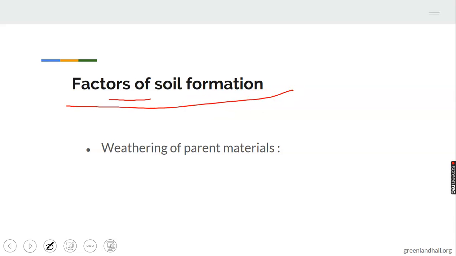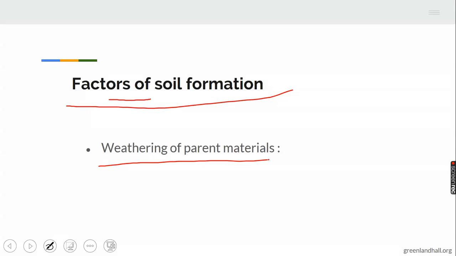1. Weathering of parent materials, which we have just defined as the breaking down of rock into particles, into pieces. The rocks are being disintegrated for soil to be formed. Take note of that. It's very important. Then the texture of the parent material will determine the nature of soil to be formed.